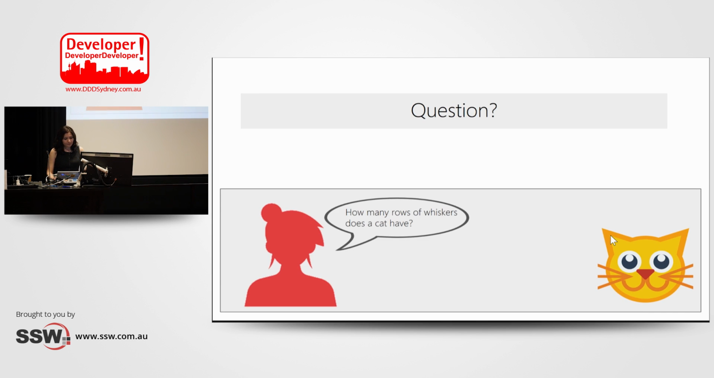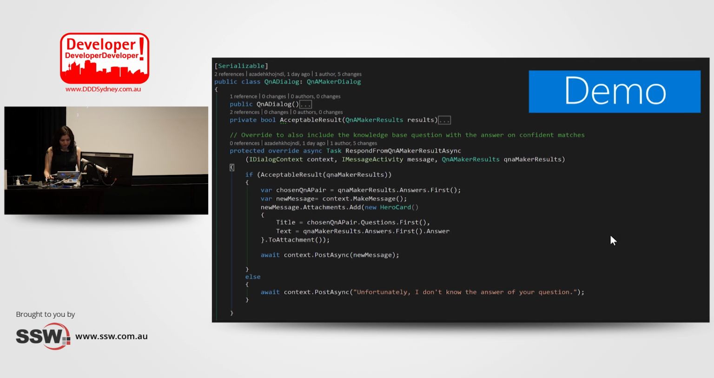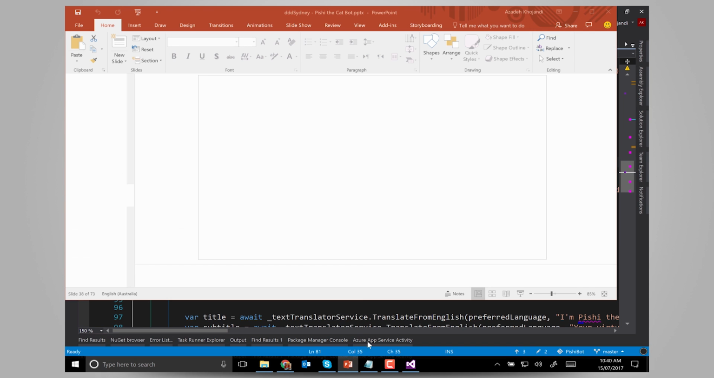So if I say, how many rows of whiskers does a cat have? Does anyone know the answer? No? Okay. It's 24. All right, so let's see how it looks.